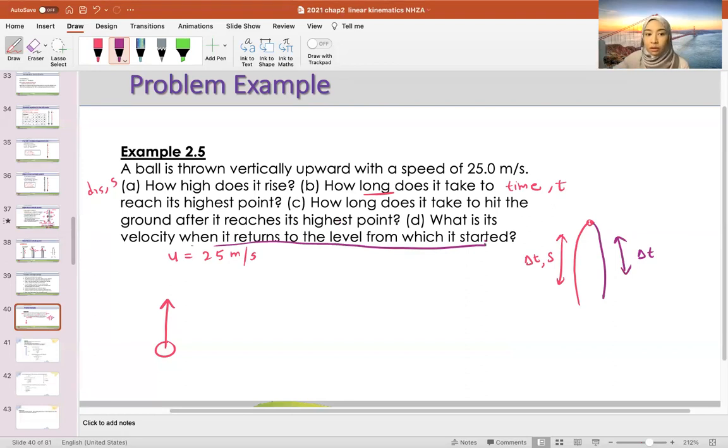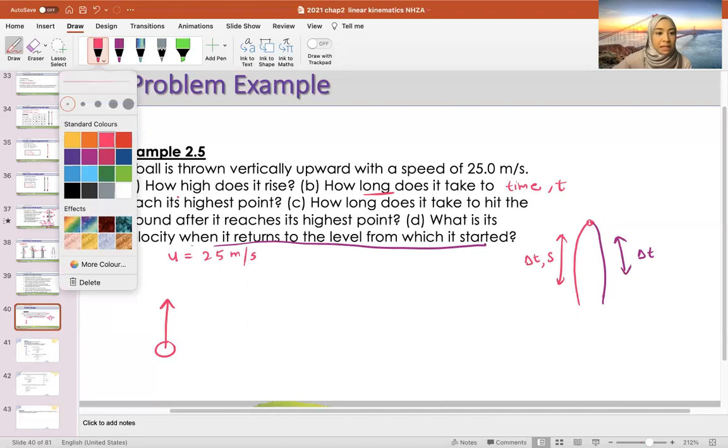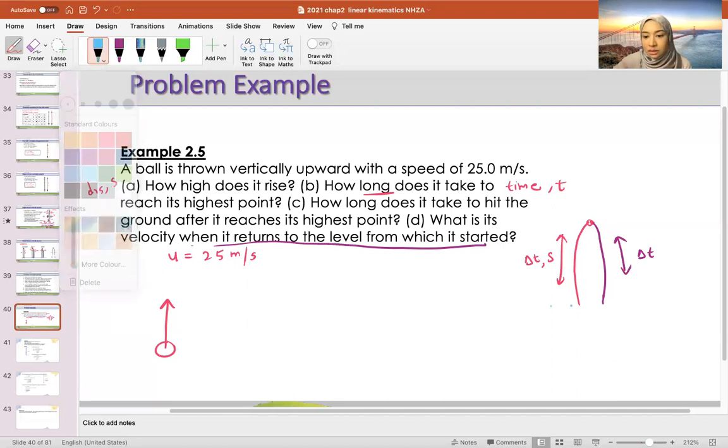So this already hints to us that this is a symmetrical problem. Dia akan turun balik and dia turun balik kat tempat yang sama level dengan dia kena baling tadi. So this is the level that naik dan turun pun dia akan sampai dekat level ni juga. So bola tu naik kat sini, turun dekat sini. Okay, so we can use kinematics in this case.